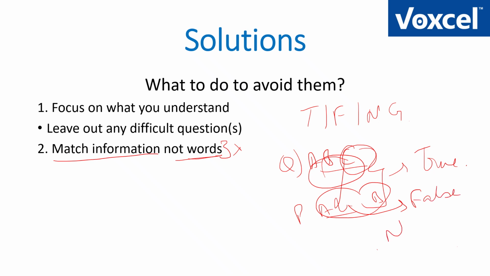But when they should write not given, they don't know, so they get confused between false and not given. But if you make it a habit to match information, what the question is saying and what the paragraph is saying, the meaning and not the words, you will be able to find your answer accurately every time without fail. But if you try to match words, you will seldom get it correct. It will be down to pure luck, sheer luck.